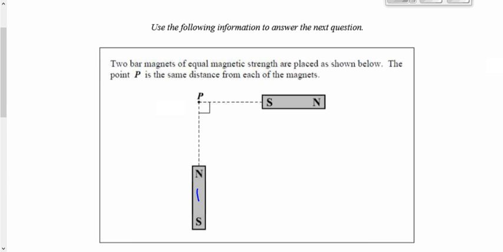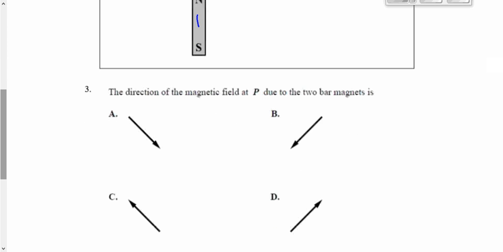If this is magnet number 1, this is magnet number 2. Magnet number 1 causes a magnetic field this way, which is away from the north. And magnet number 2 causes a magnetic field this way, which is toward the south. What's the magnetic field as a result of both of those? Well, it's somewhere in between, right? So it's going to be up and to the right. The answer is going to be D for this one. Up and to the right.